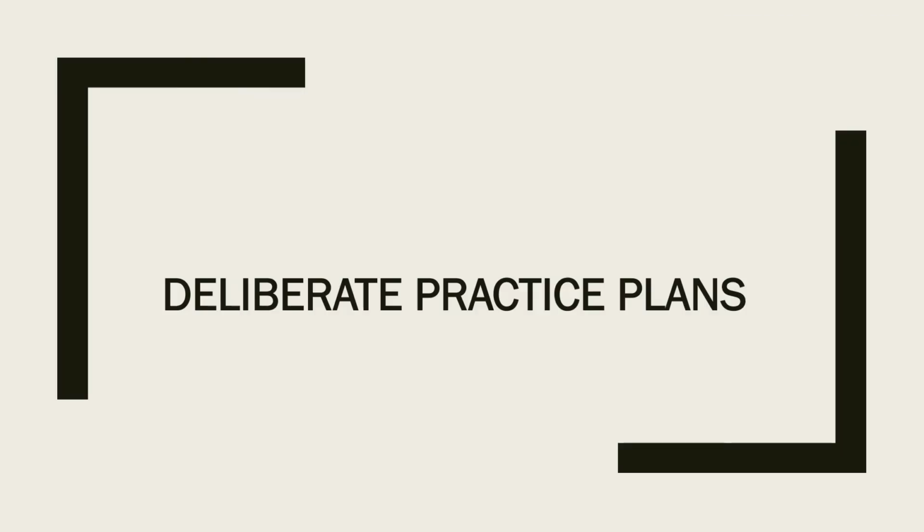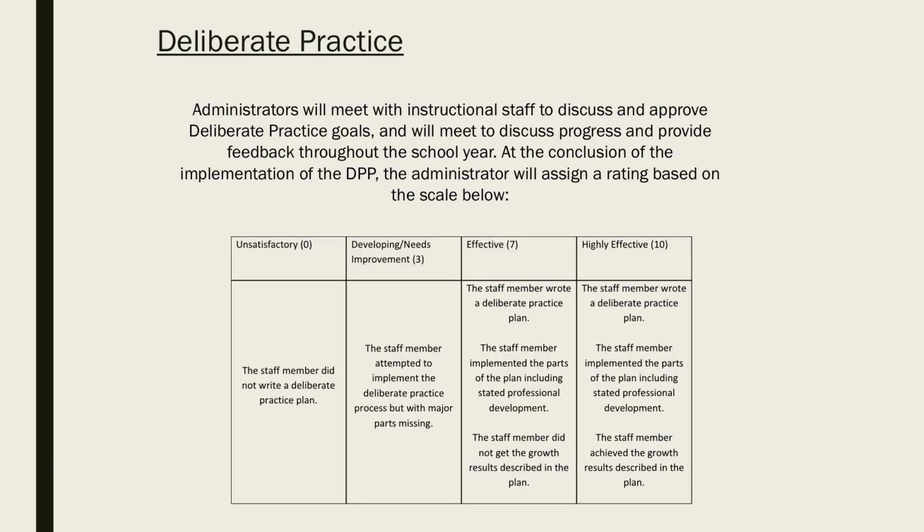The process for completing deliberate practice plans and iObservation have not changed. Administrators will meet with instructional staff to discuss and approve deliberate practice goals, and will meet to discuss progress and provide feedback throughout the school year. At the conclusion of the implementation of the DPP, the administrator will assign a rating based on the scale. A score of 0 or unsatisfactory will be given if the staff member did not write a deliberate practice plan. A score of 3 or developing needs improvement will be given if the staff member attempted to implement the deliberate practice process, but with major parts missing.